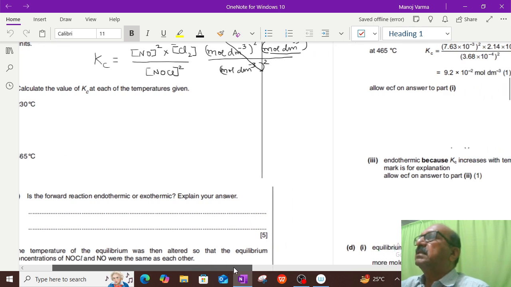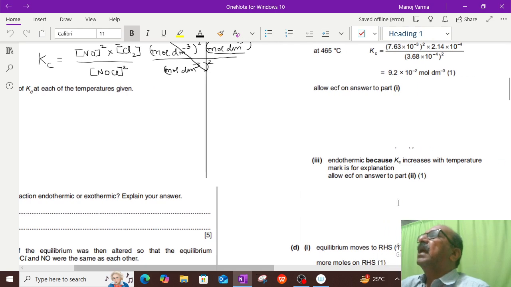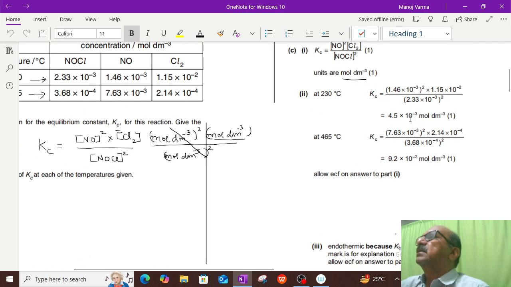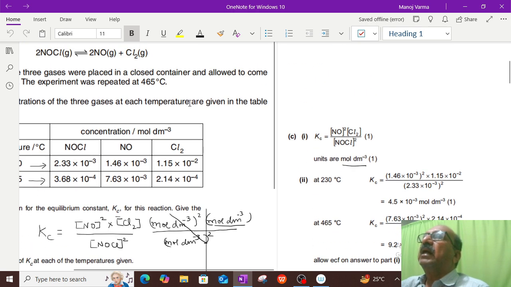What you have to see is that as you raise the temperature, the value of Kc increases. You can see this. This is 10 raised to minus 3. This is 10 raised to minus 2. So the value of Kc increases. If the value of Kc increases, that means there are more of the products. So if there are more of the products, it means that the equilibrium has been shifted towards the right.